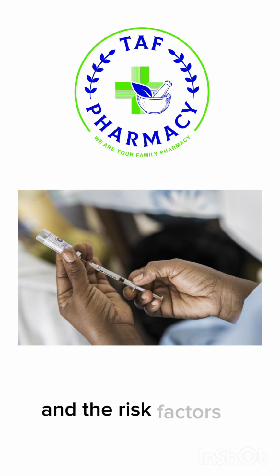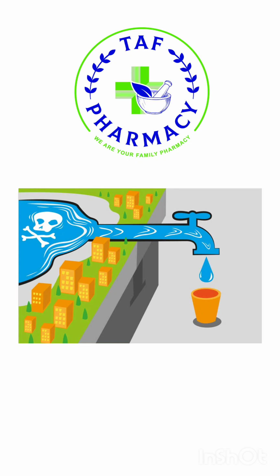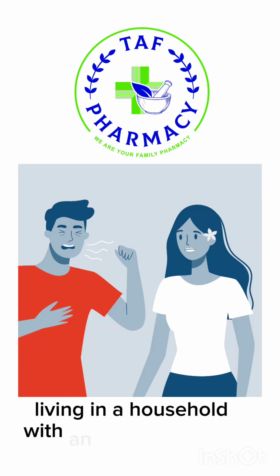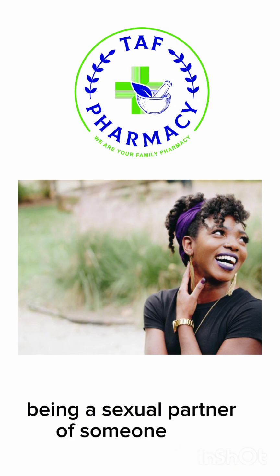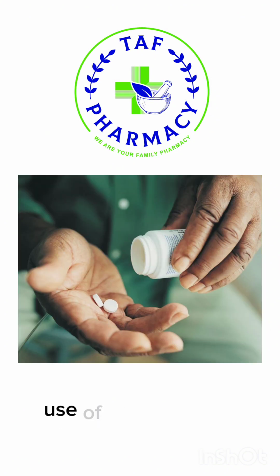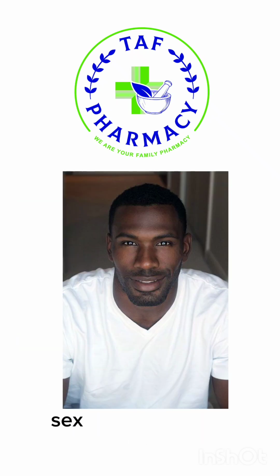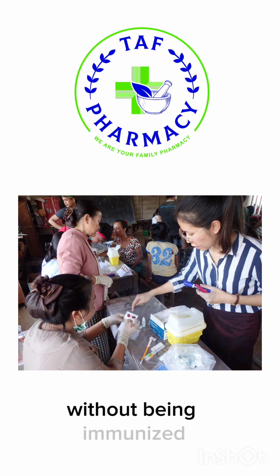and the risk factors include poor sanitation, lack of safe water, living in a household with an infected person, being a sexual partner of someone who has acute hepatitis A infection, use of recreational drugs, sex between men, and traveling to areas of high endemicity without being immunized.